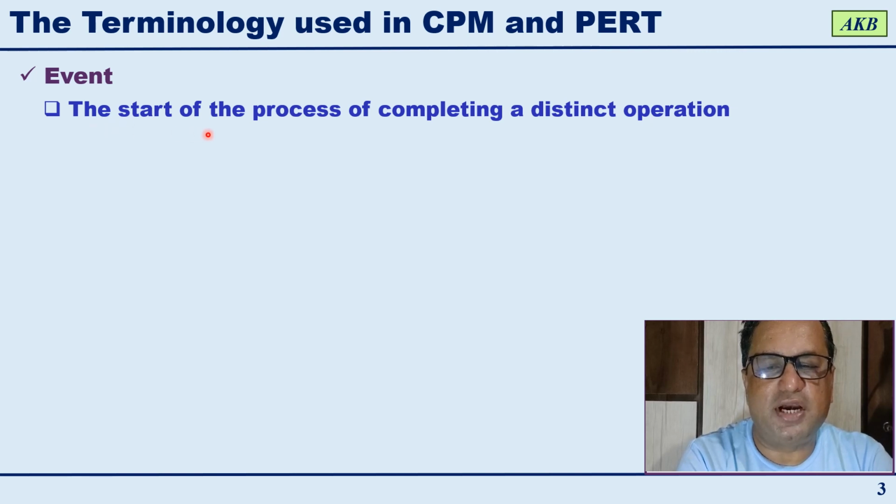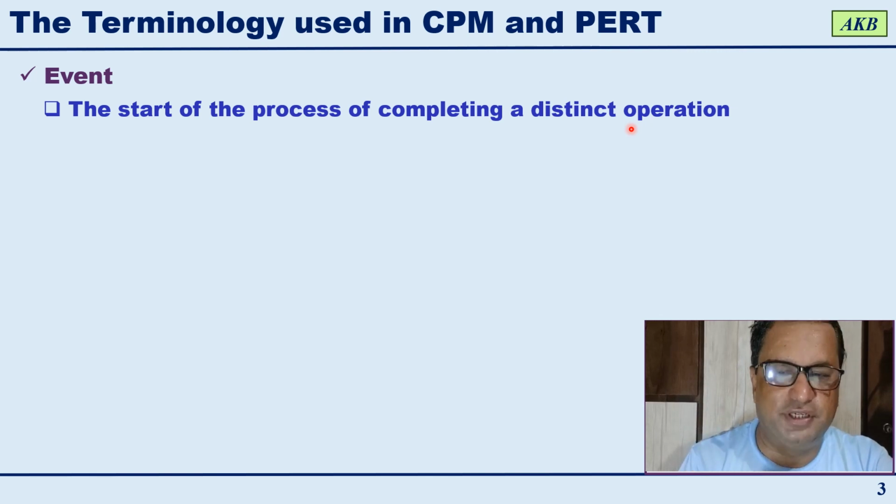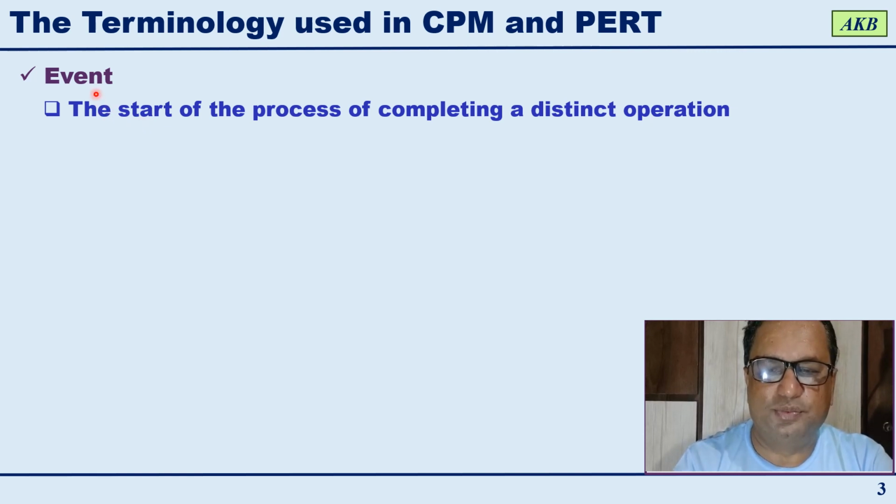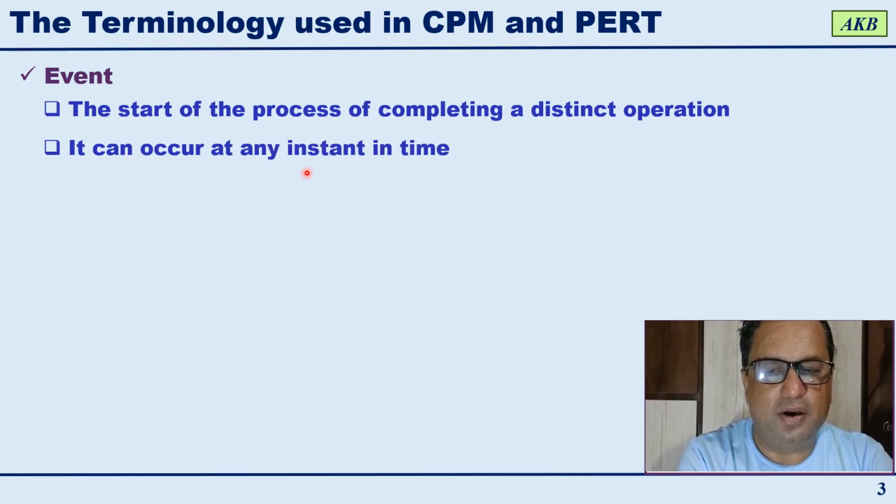Event represents the start of the process of completing a distinct operation, or you can say a distinct activity. So an event will represent the start of the process by which an activity will be completed. It is the start of the process of completing a distinct project activity, and it can occur at any instant in time.